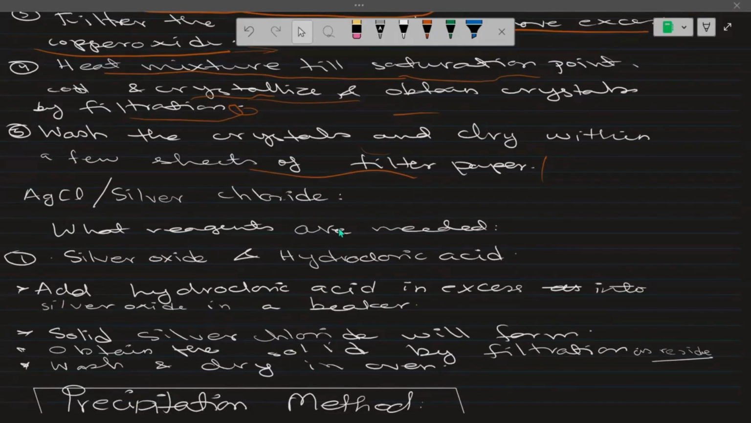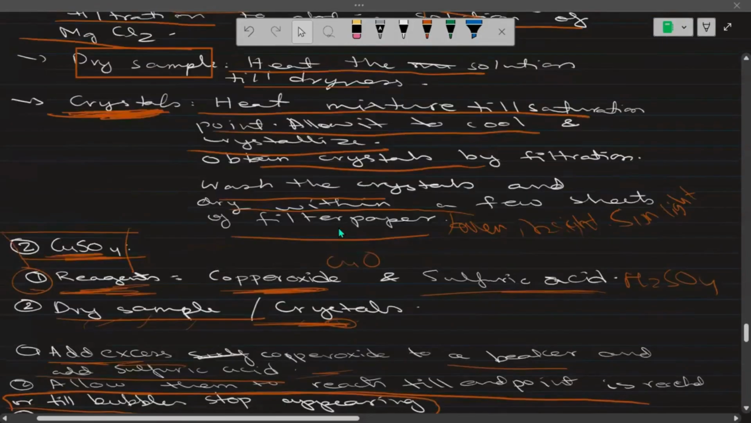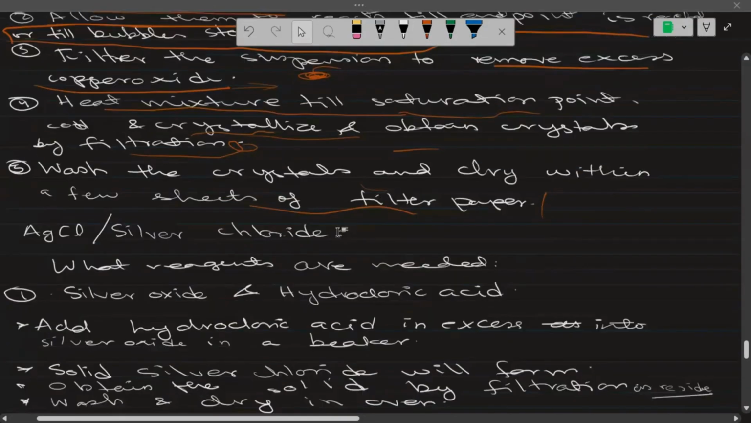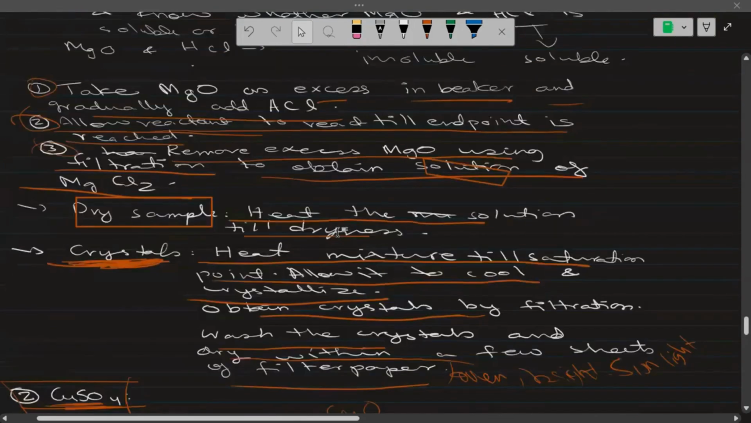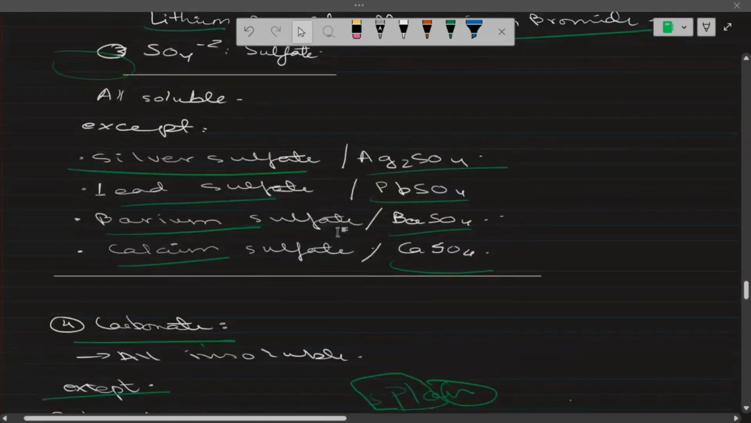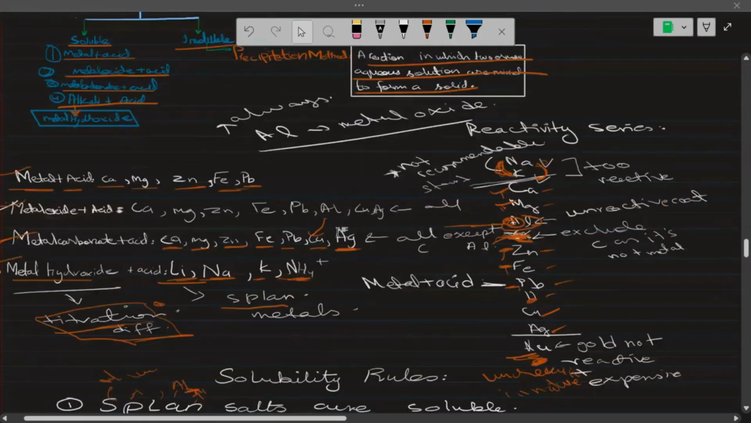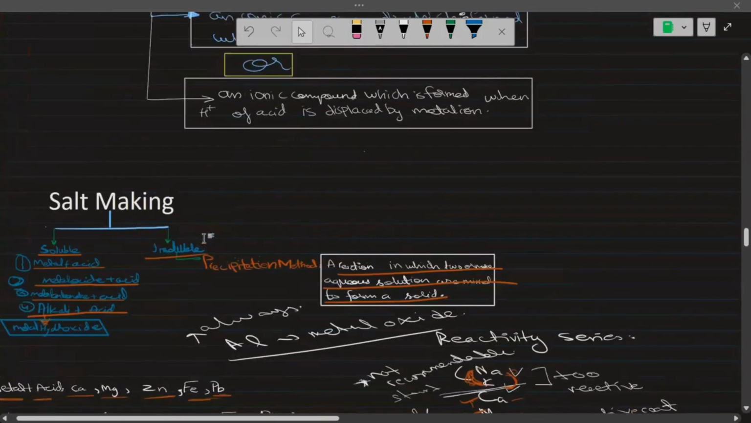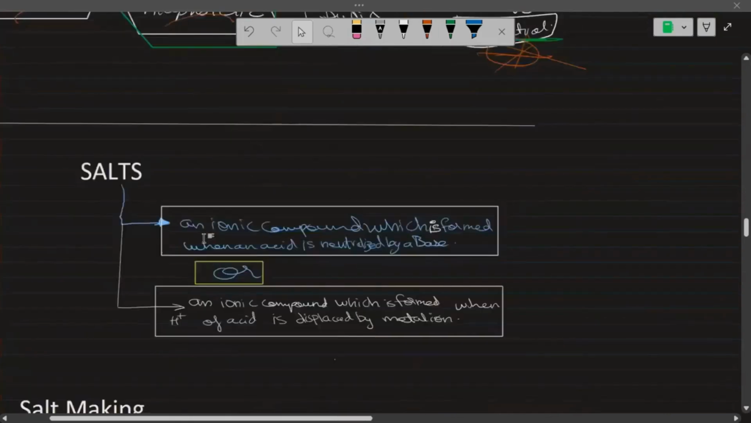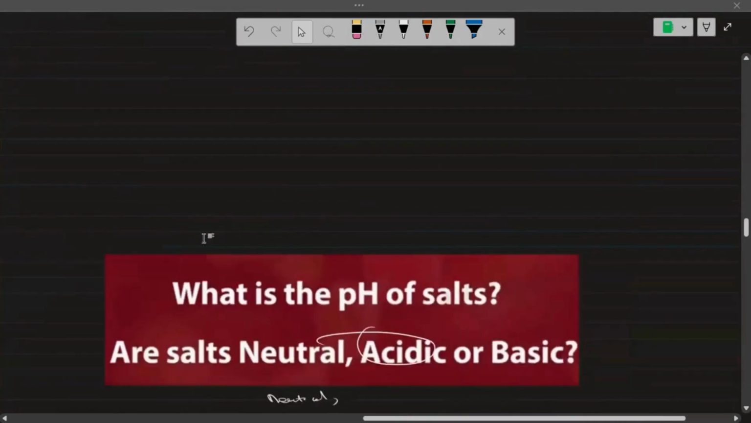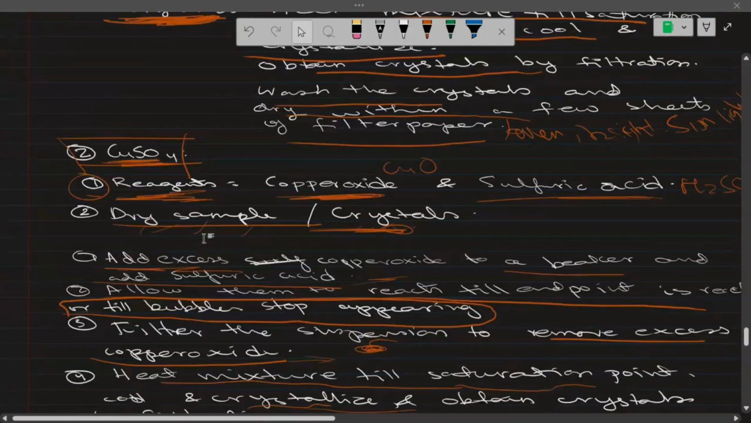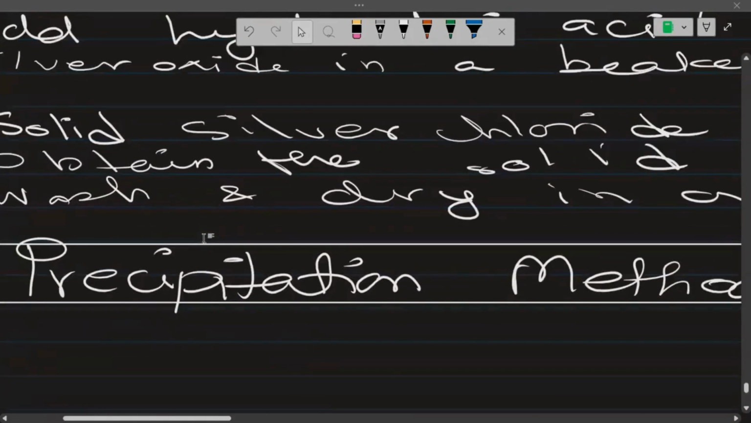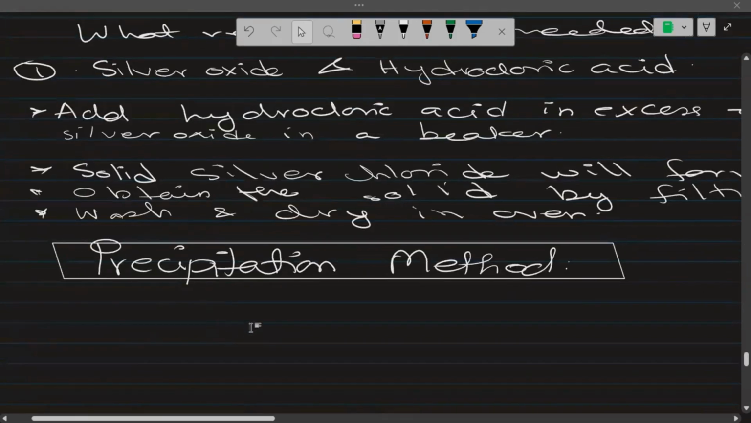Till now, we have done three examples: AgCl or silver chloride, copper sulfate, and also magnesium chloride. We have done the solubility rules, we have done salt making, and we have done the definition of salt and what the pH of a salt is. We will do the precipitation method and also the titration method and some other things in the next class.